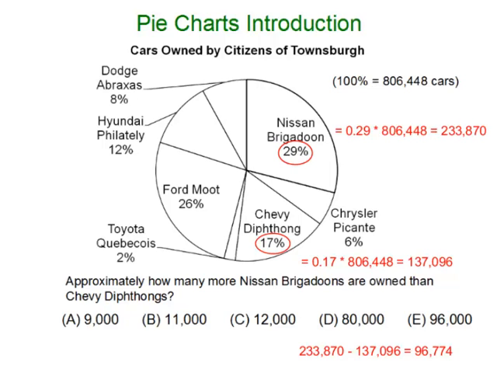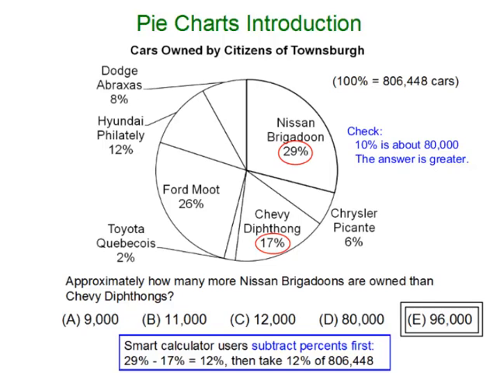You end up with two awkward numbers, and you have to do another final step, which is to look at the difference between them. A much better way, smart calculator users will subtract the percents first, right? It's 29% of the total versus 17% of the total. Well, that difference is 12% of the total. Do that, and then you end up taking only 1%. You can calculate the difference directly.